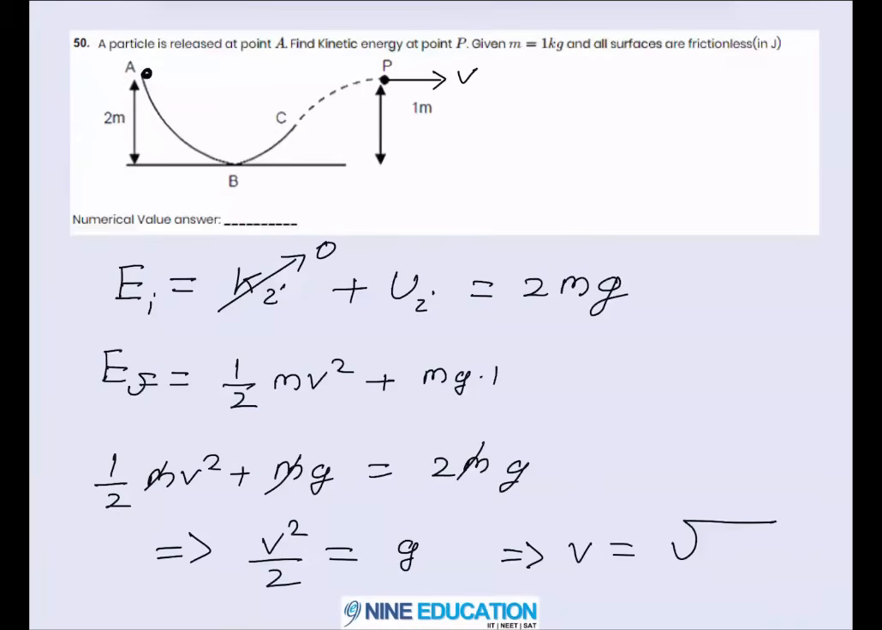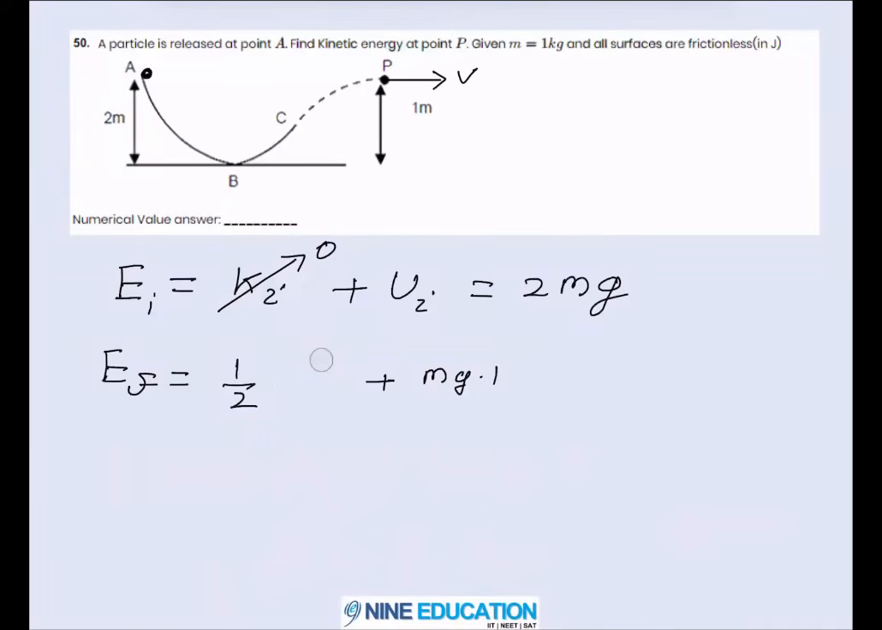Oh, wait. We just have to calculate the kinetic energy. I thought that we had to calculate the velocity. Absolutely sorry for that. So let's say that the final kinetic energy is Kf. Now again, if I apply conservation of mechanical energy, Kf plus mg will be equal to 2mg.